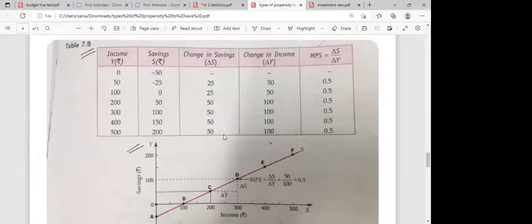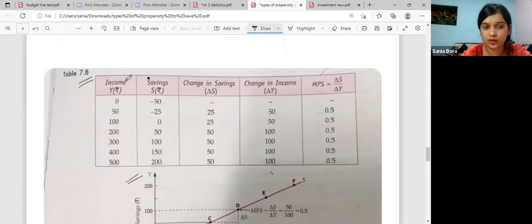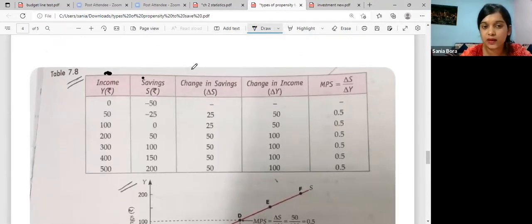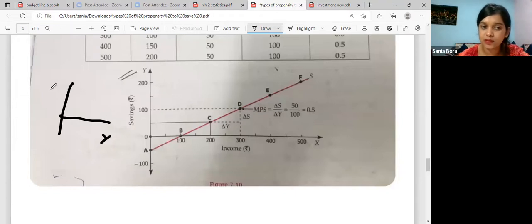Ma'am, the graph was left. Okay, so today we will draw the graph. It's very simple. So quickly, you people will draw the graph. You have to take income and your savings, and a similar graph. So here, this will be your income and this will be your saving.